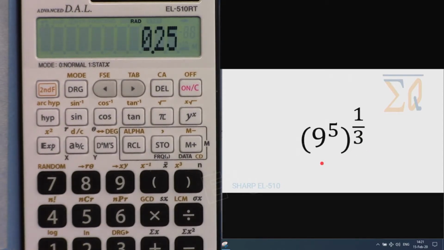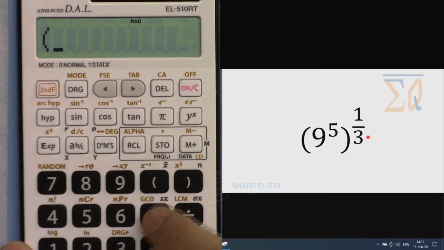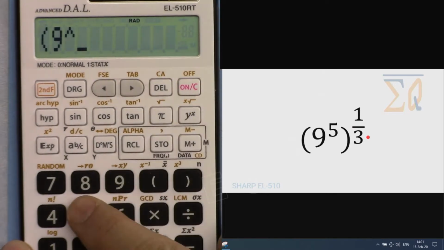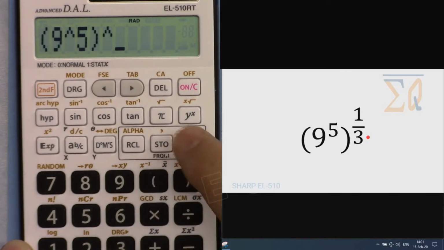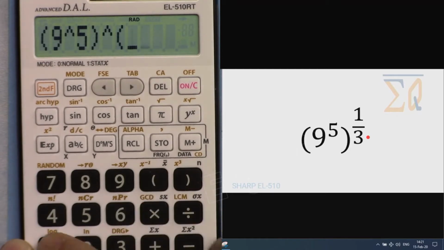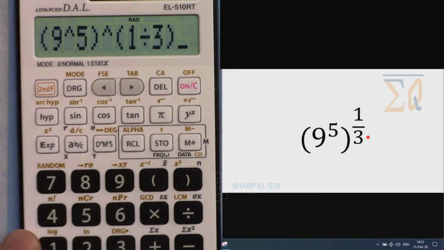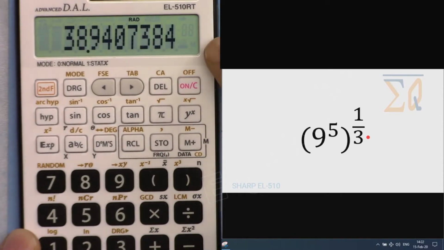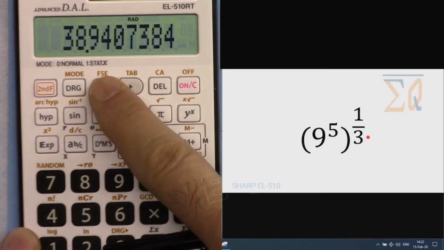Now if you have 9 to the power 5, again all to the power 1 over 3, you would do it this way: open a parenthesis, 9 to the power 5, close parenthesis, again now put this 1 over 3, and then here 1 divided by 3. This 1 over 3 can be done as before, equal sign, that's the value. Remember this value, 3894, and then let me go back.